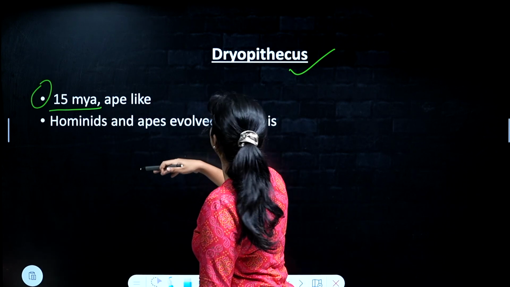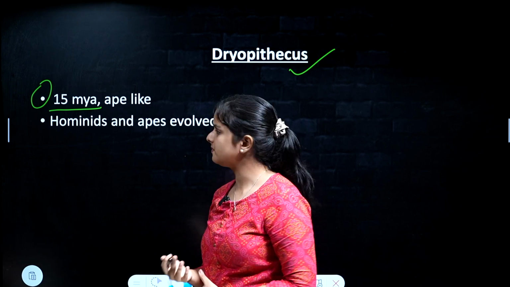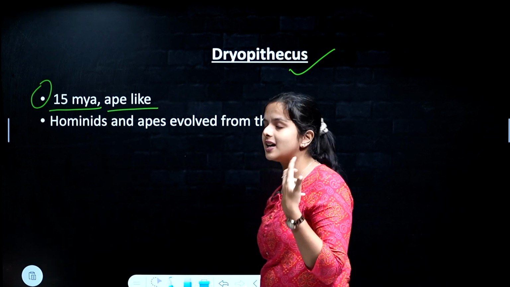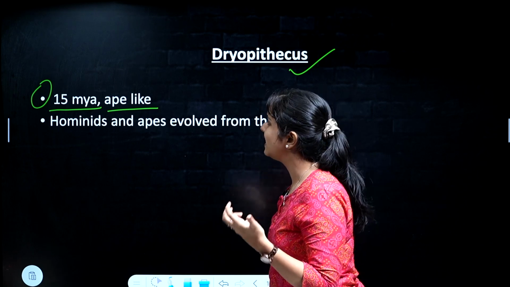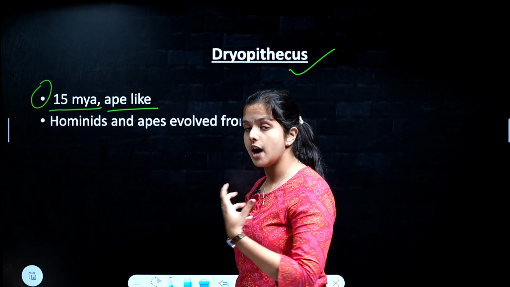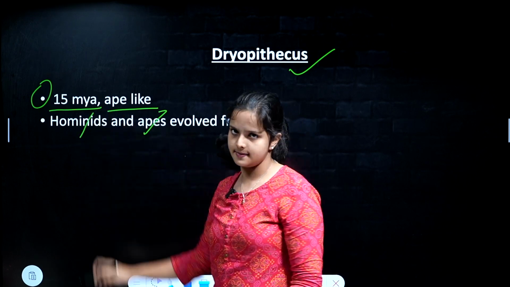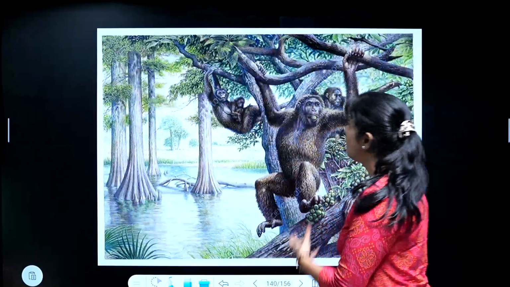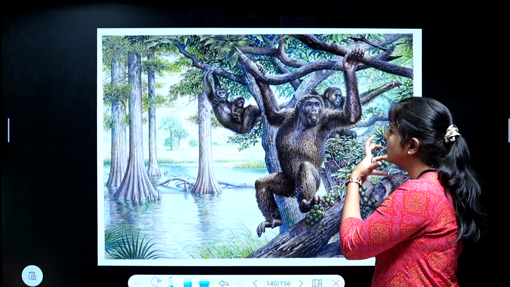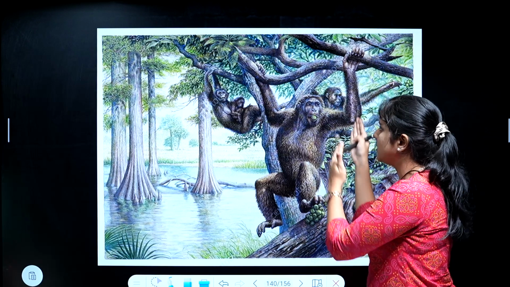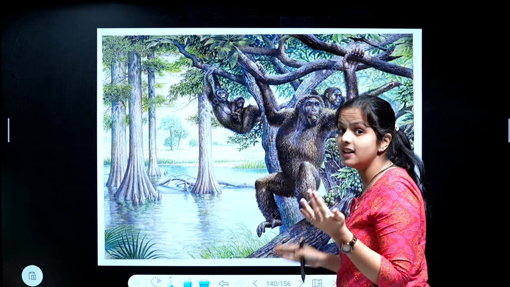So about 15 million years ago, Dryopithecus arrived, and it was more ape-like. It looked like a monkey, okay, or it looked like an ape, and it is believed to have evolved from apes and hominids. Okay, this happened about 15 million years ago. I'll show you a picture of Dryopithecus. So this is actually a man. Okay, it's considered the first man, but it looks like an ape.